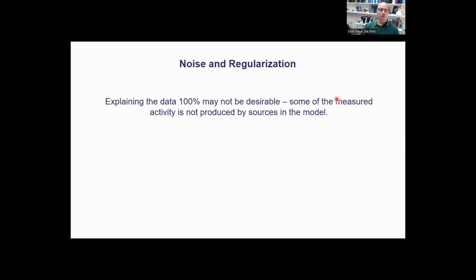But we know that some of our measured activity is not produced by sources in the model. That means not by brain sources. If it's from artifacts like the eyes or the heart, then we should have applied ICA or something beforehand. But there might still be some more random noise, Gaussian noise, potentially correlated but still random, left in the data. And this is what we have to deal with at this stage of the analysis.